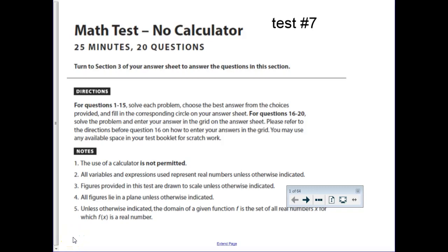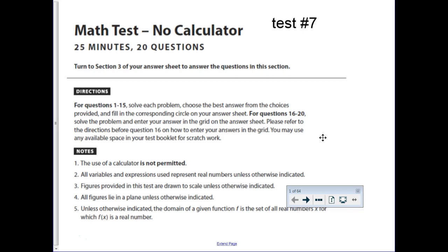All right, so we're on test 7. We already finished the gridded response for the no calculator section, which we do first, so that way we can come back and guess if we have to. But now we're looking back at good old number 1. So timing-wise, we would be kind of in the middle of our no calculator test.